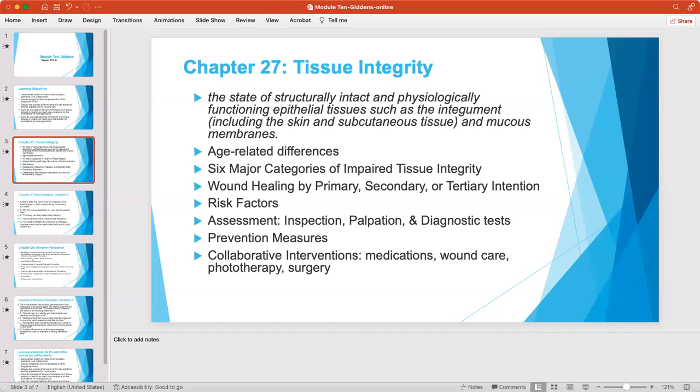Then there is a category of infections and infestations, such as fungus infections, thrush, scabies, head lice. It can even range to herpes simplex 1, which is a cold sore on your lip, or herpes simplex 2 that is located with genital herpes.